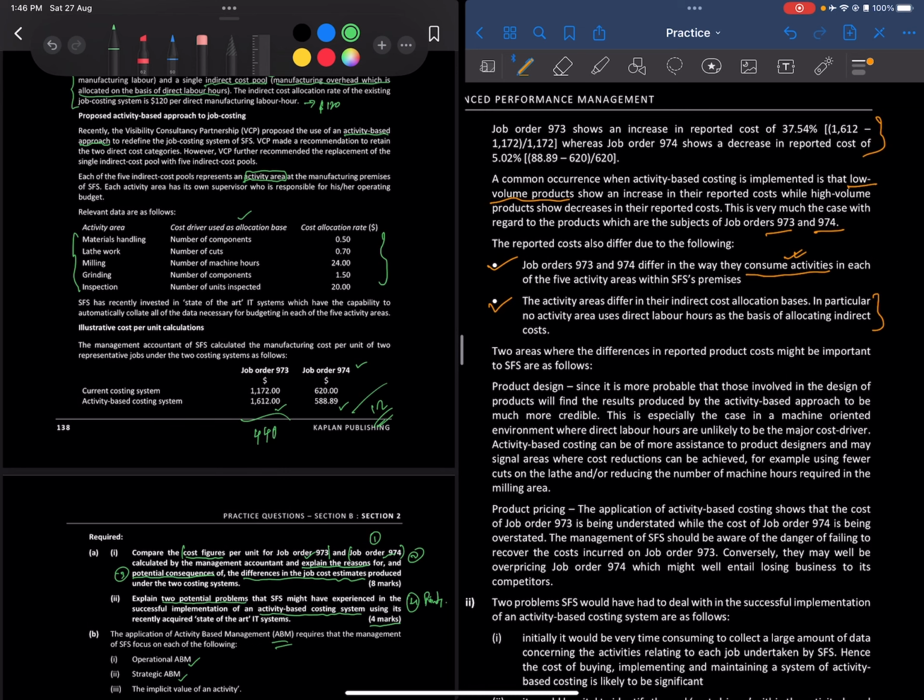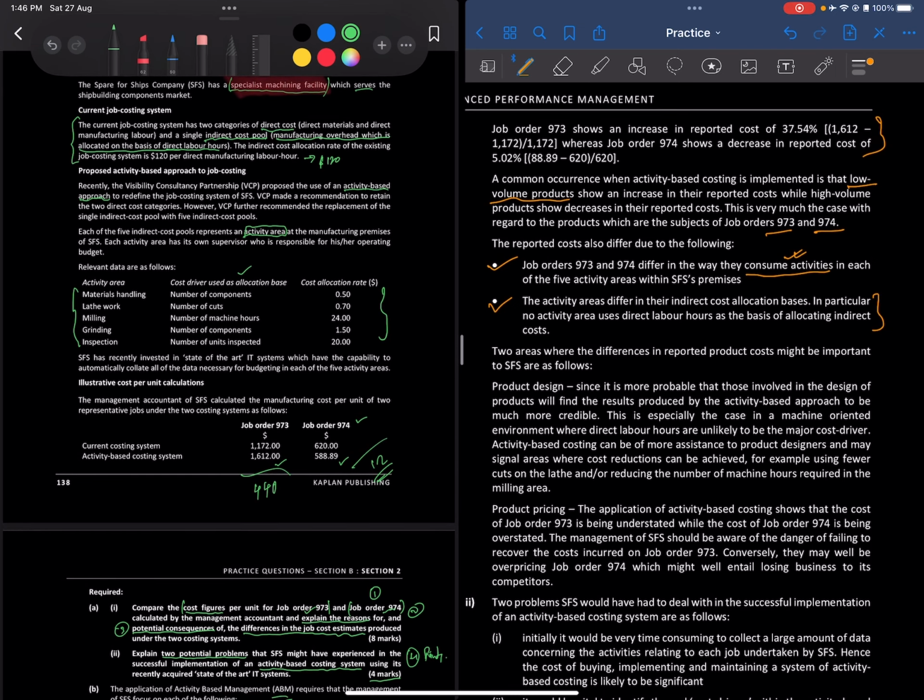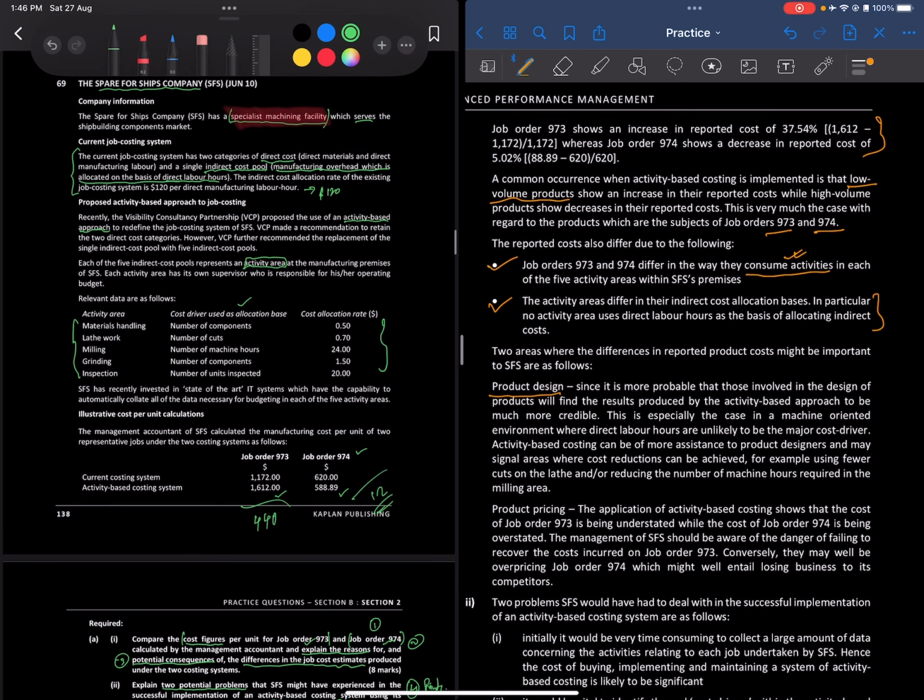So the two areas where the differences in reported product cost might be important to SFS are as follows, right? Product design. It is more probable that those involved in the design of the product will find the results produced by the ABC approach more credible. This is especially the case in a machine-oriented environment where direct labor is unlikely to be a major cost driver. Normally that's what happens, right? Nowadays indirect costs are higher and direct labor is unlikely to be a major cost driver. Very important point.